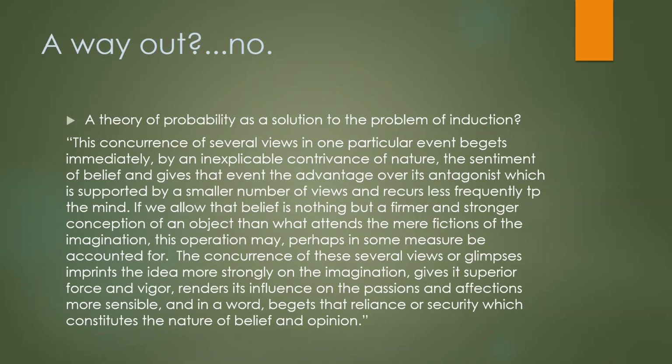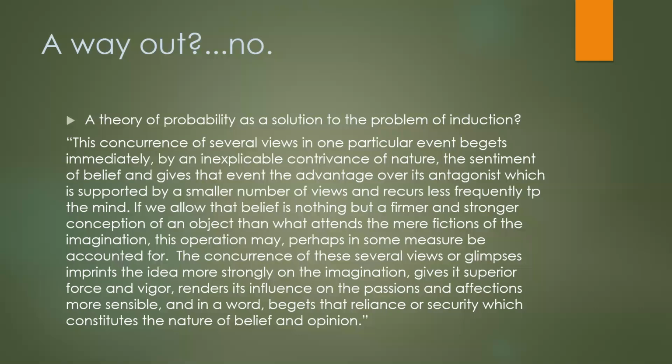So the belief pops in your head. You do believe it, right? And it gives that event the advantage over its antagonist, the rolling of the 2 rather than the 1, which is supported by a smaller number of views and recurs less frequently to the mind. That is, you have fewer pictures in your head of it coming up 1 because there are more 2s on the die.